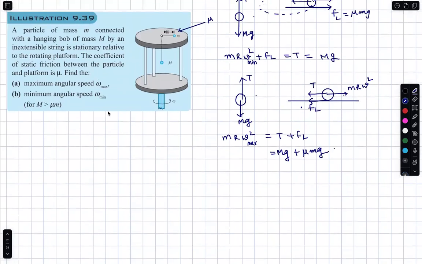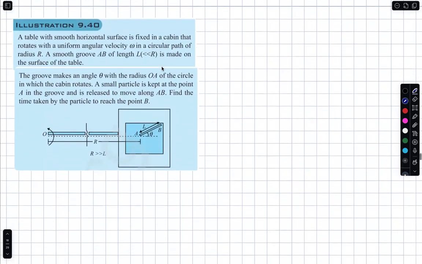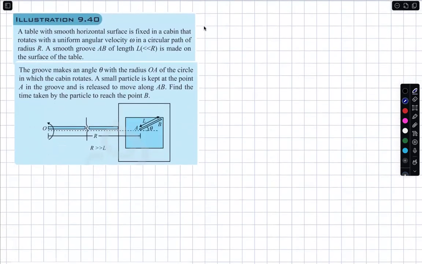Fortunately this is not a conical pendulum, remember. If it is a conical pendulum you will get a different case again. Fortunately that is not the conical pendulum. You have this question even in HC Verma also. Go ahead, start working on this.